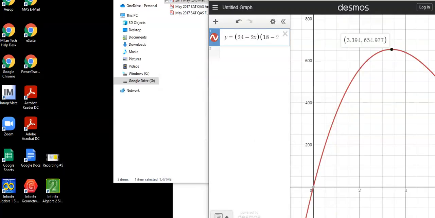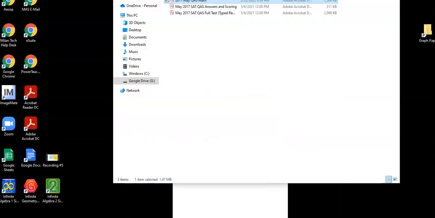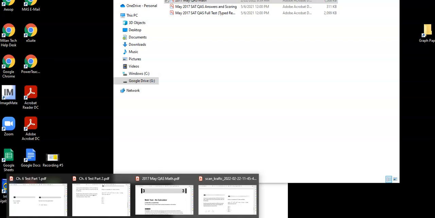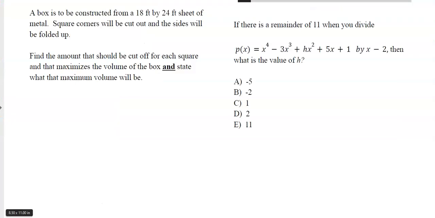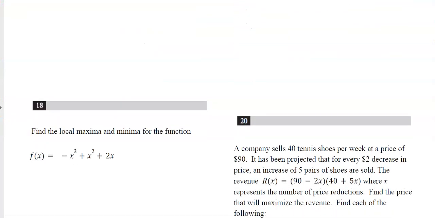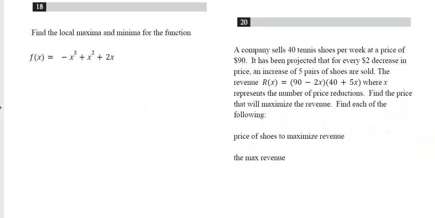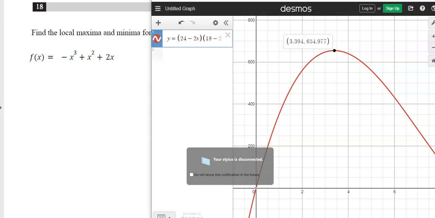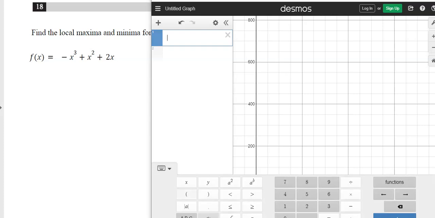All right, let's keep going. Oh, I think I got rid of the wrong thing. All right, so that was that one. Let's keep going down here to find the local max and min. So again, you could use your TI and use the calc feature. I am going to use Desmos because it's faster for me. And I could show you in class if you need me to do it in class. But let's restart this over.